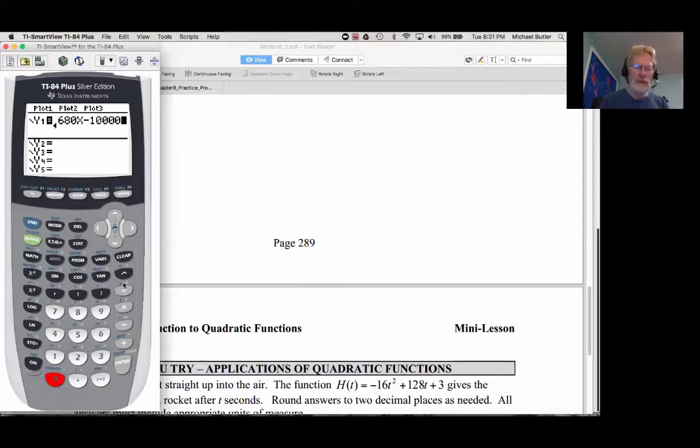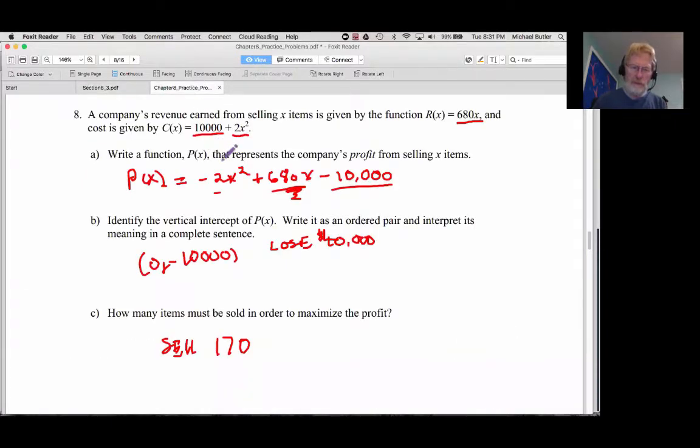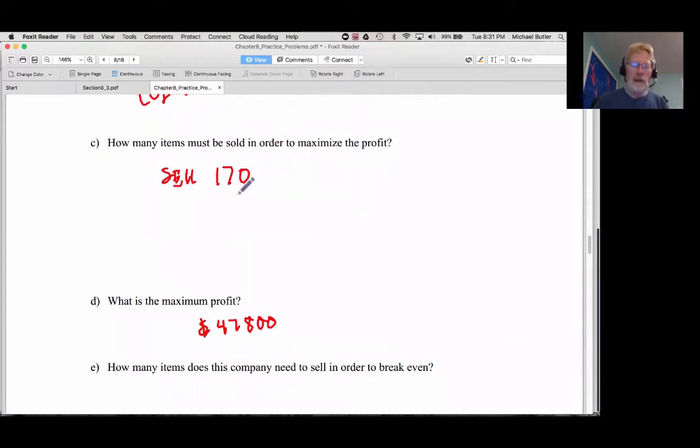All right, now we've got some information on how we should be setting our windows so we can see this graph. It's not going to be negative 10 to 10. If we go back and take a look at what we answered so far for the vertex, that's really important information because it tells me I've got to go out to probably at least 300, and the axis of symmetry goes through 170. So I'm going to have to go out to roughly 340 on the x-axis, maybe a little more. And in my y-axis, I've got to go up to 47,800 and down to negative 10,000 because I know that's where the intercept is, right?